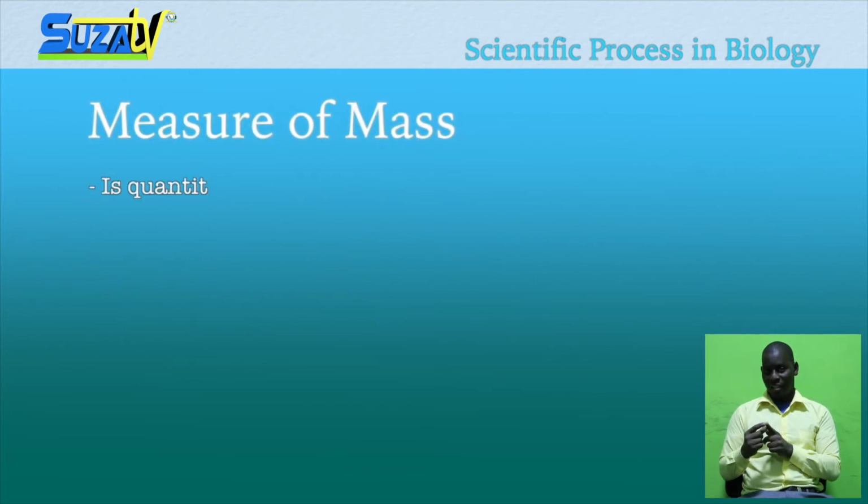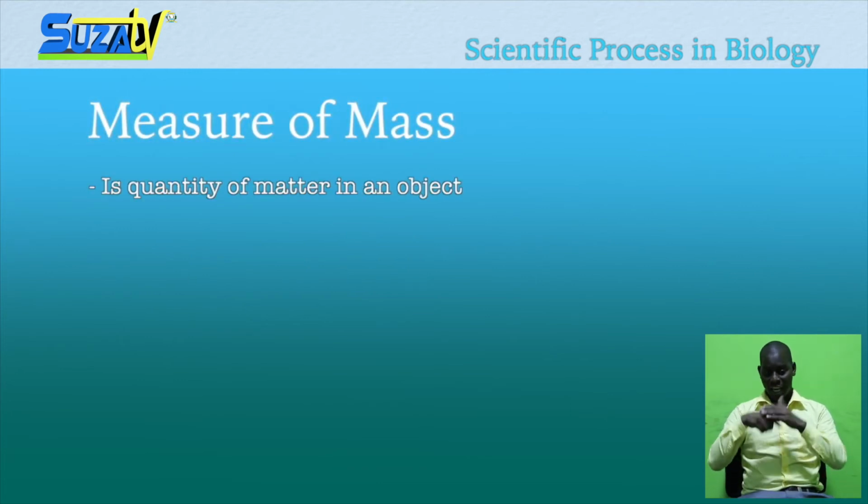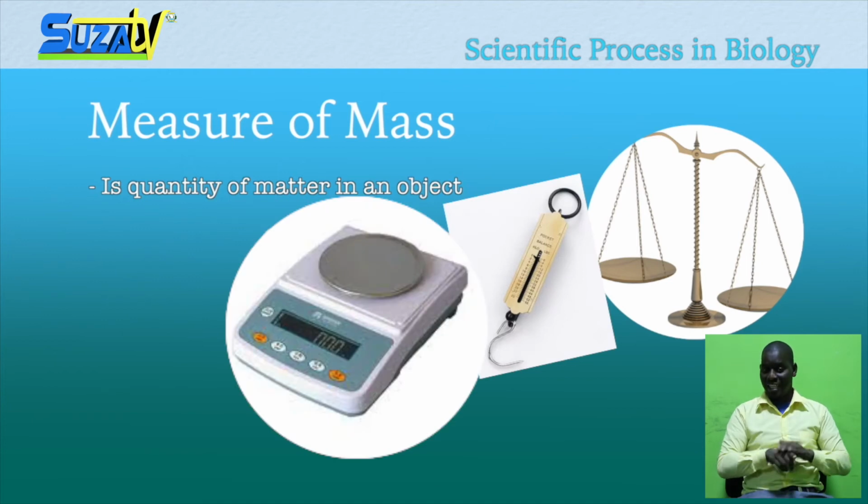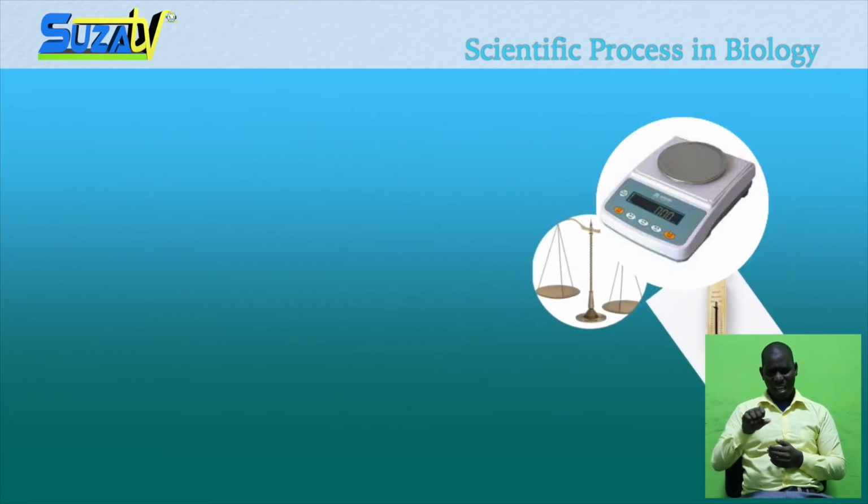Measure of mass. Mass is quantity of matter in an object. Mass is measured by balances. Example, beam balance, spring balance, electronic balance, etc. The SI unit of mass is kilogram, but also can be expressed in gram, milligram, and tons. For example, see the equivalence on your screen.